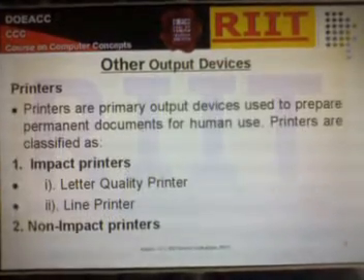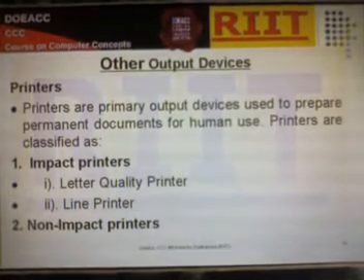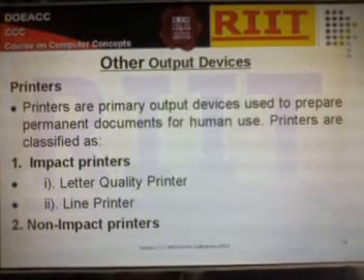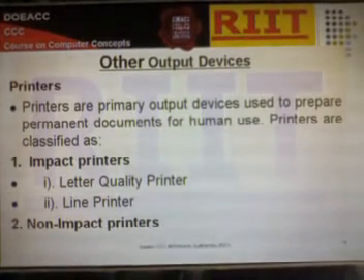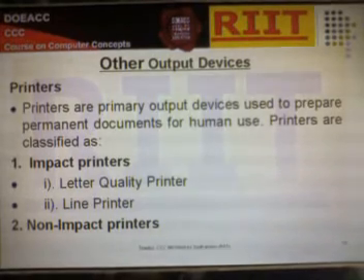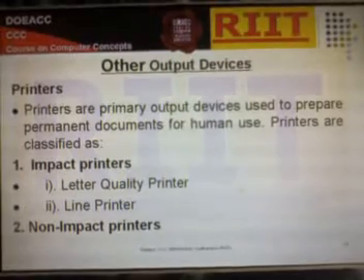Other output devices. First is the monitor and the second is printers. Printers are primary output devices used to prepare permanent documents for human use. Printers are classified as impact printers and non-impact printers.